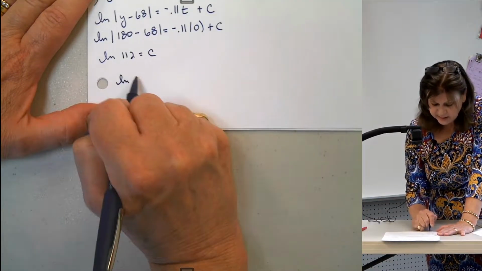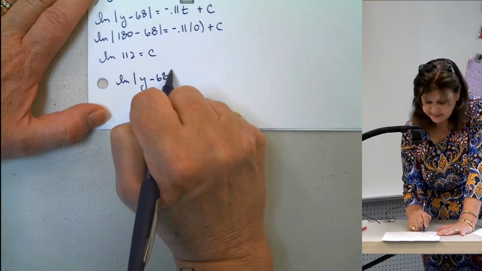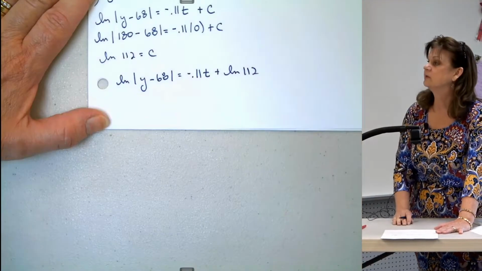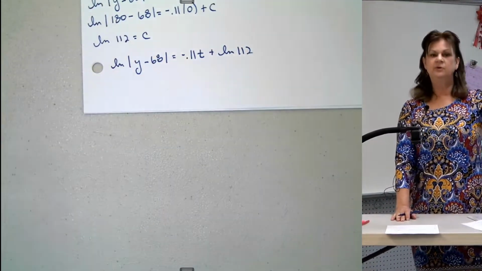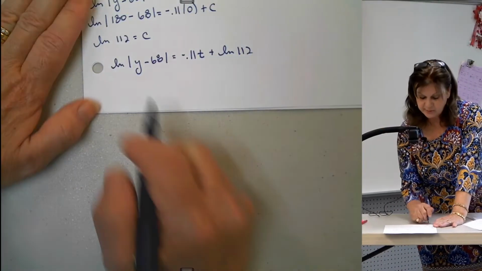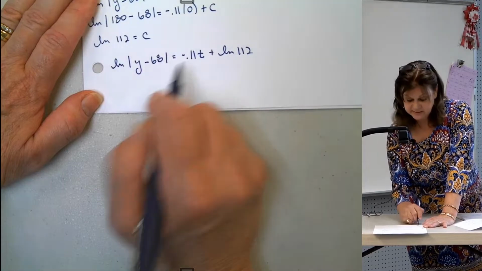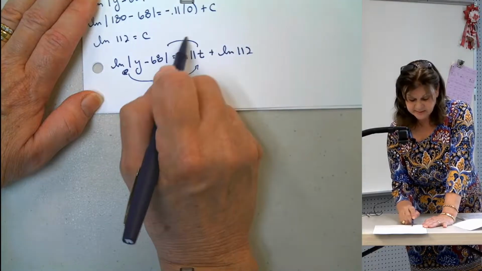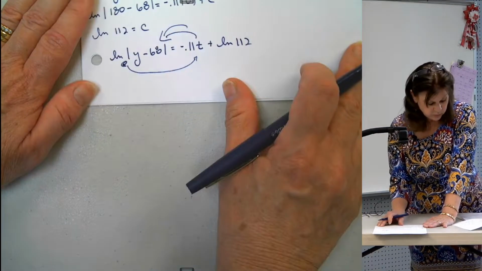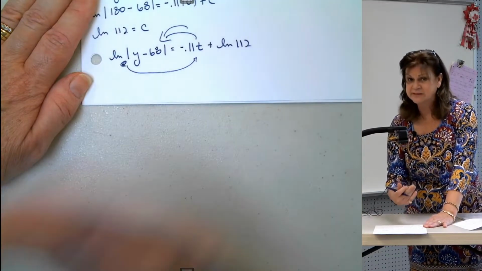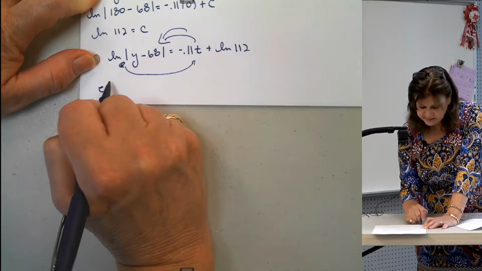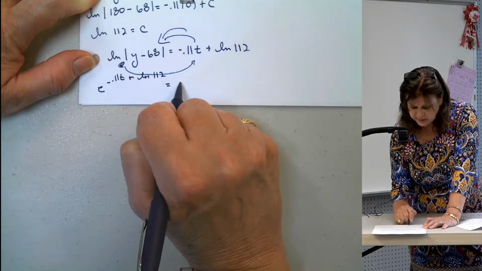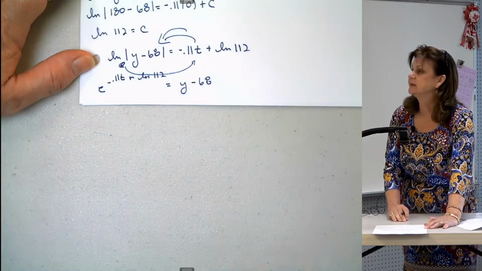So we now have ln |y minus 68| is negative 0.11 t plus ln 112. Now you've got your circular reasoning here. We're going to say, wait a minute, e to all of this, remember this unwritten e here, well that's a base e, to all of this is that. So when we do that, and some of you may already see what's about to happen, we've got e to the negative 0.11 t plus ln 112 equals y minus 68.